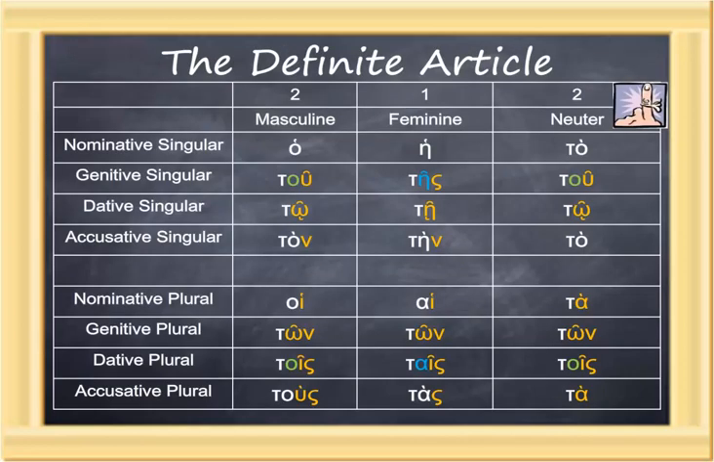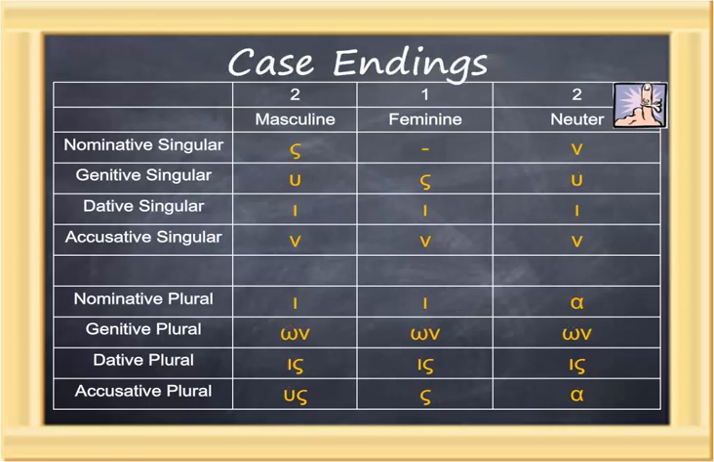In previous chapters, we have learned the first and second declensions, here exemplified by the forms of the definite article. One can see the endings in yellow and various connecting vowels in the various forms. This is the actual chart of case endings, and it's always good to review this chart.